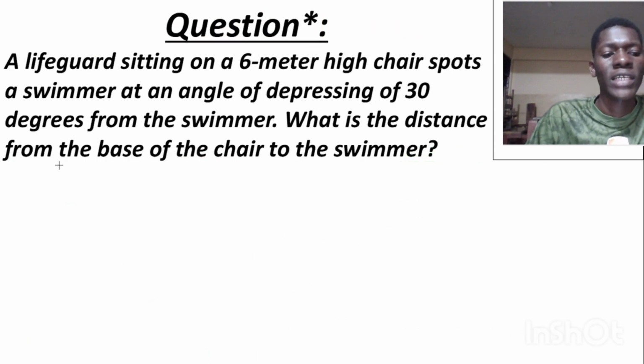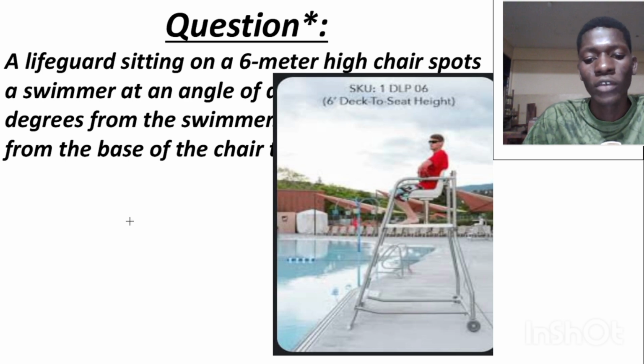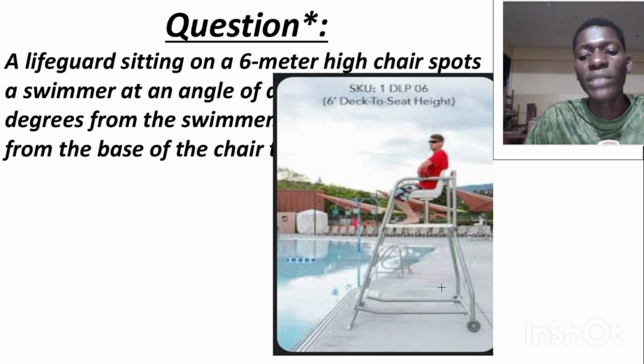So the second question is, a lifeguard sitting on a 6-meter high chair. A lifeguard is someone who takes care of public swimming pools. In case anybody wants to harm anybody over there, he's there guiding the people, taking care of the people. So the chair that he was sitting on was 50 meters high, no, 6 meters high. So this chair is 6 meters high.